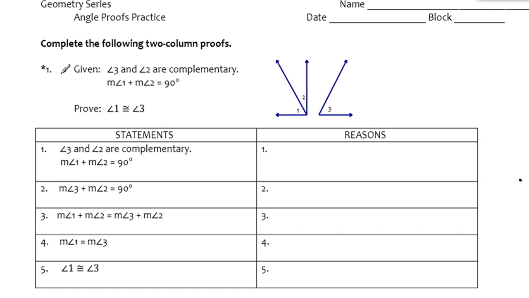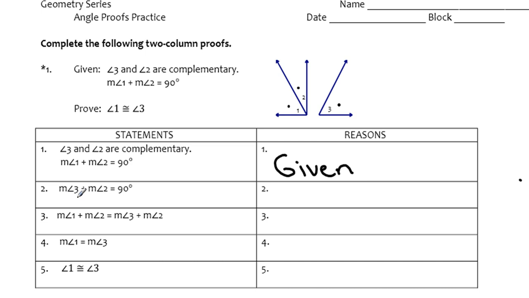Okay, number 1. You're given that angle 3 and angle 2 are complementary, so 3 and 2 are complementary, and that the measure of angle 1 and angle 2 add to 90 degrees. So we can start by saying angle 3 and angle 2 are complementary, and measure of angle 1 plus measure of angle 2 equals 90. And what allows us to do that is that it was given to us.